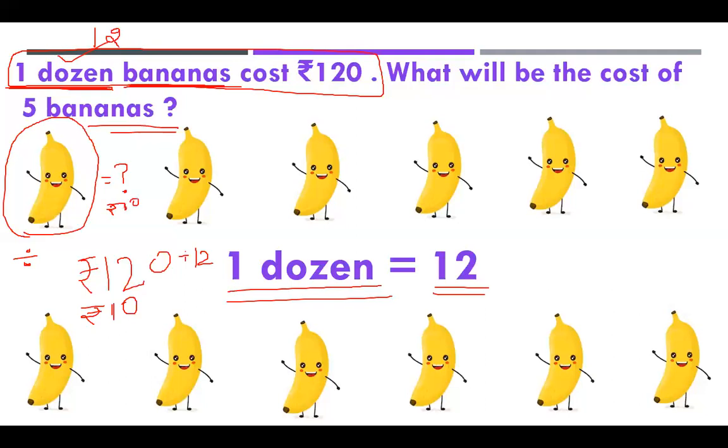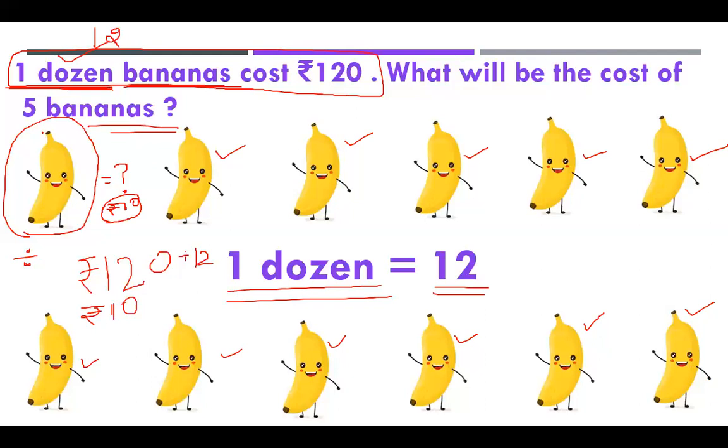So if you want to verify your answer that one banana costs rupees 10, this is also 10, 10 plus 10, 20, 30, 40, 50, 60, 70, 80, 90, 100, 110 and 120. It means that our answer is absolutely correct, because once you know the value of one thing, that is rupees 10, and when I have added it for the 12 bananas, this is giving me the cost of rupees 120. It means that the cost of one banana is absolutely correct, that is rupees 10.